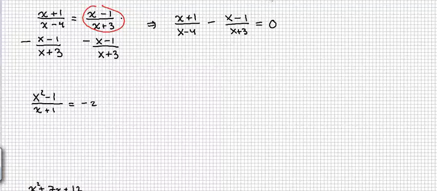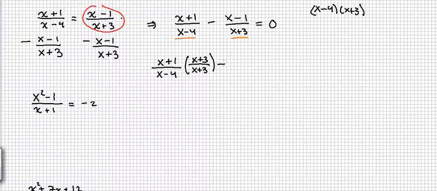Okay, so now we're going to multiply by the common denominator. Our common denominator here is going to be x minus 4 times x plus 3. We got that from looking at this number here and that number there. So we're going to go x plus 1 over x minus 4 multiplied by x plus 3 over x plus 3. Remember that that is just 1. This number right here is 1. x minus 1 over x plus 3 is going to be multiplied by x minus 4 over x minus 4, is equal to 0.